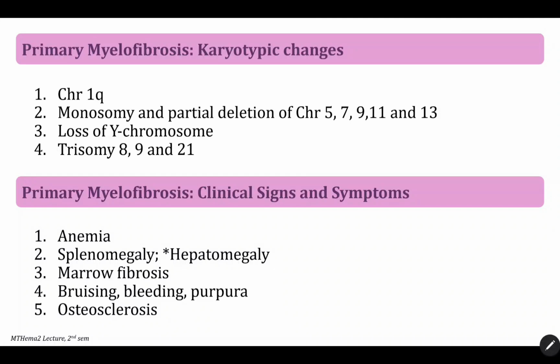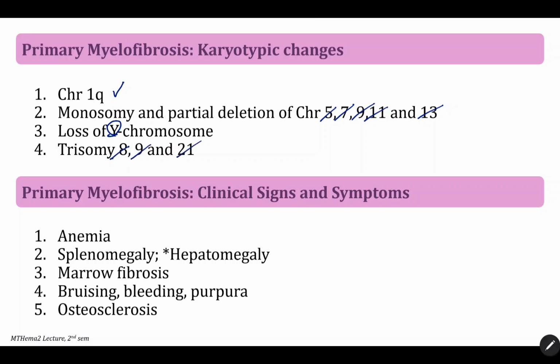Now, several chromosomal abnormalities are overrepresented in patients with myelofibrosis. Now, these alterations involve the long arm of chromosome 1, monosomy and partial deletion of chromosomes 5, 7, 9, 11, and 13, the loss of Y chromosome, and trisomy 8, 9, and 21.